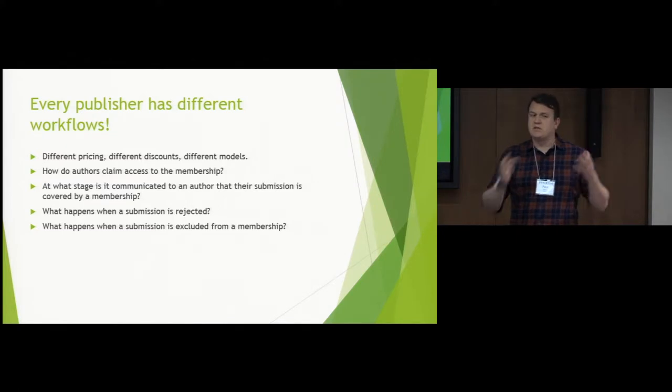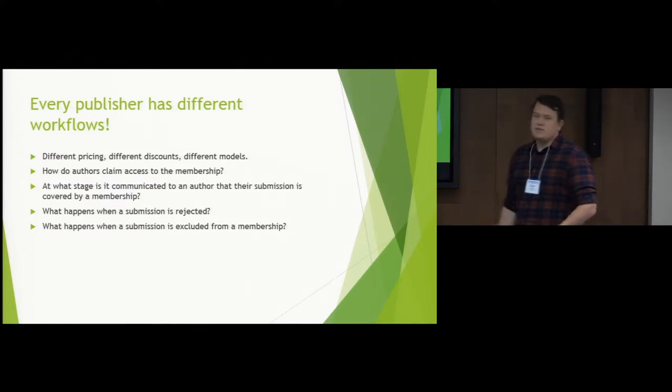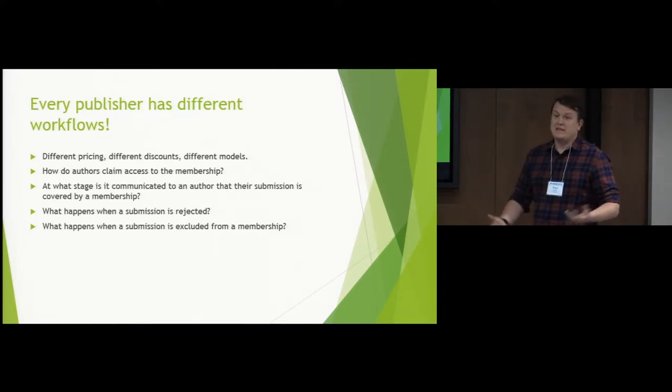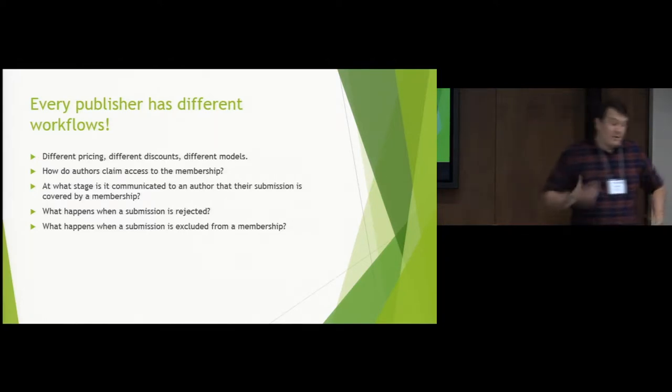Just because you get an arrangement with one OA publisher, you might not get the same thing somewhere else, and you can't really compare the two. It's hard to know where you're getting the value. It's a complicated thing, and that complexity is going to keep coming up, I'm afraid, because it's a problem that we need to solve, I think. Every publisher has different workflows, and I'm going to come back to this towards the end because there are people trying to solve this problem.